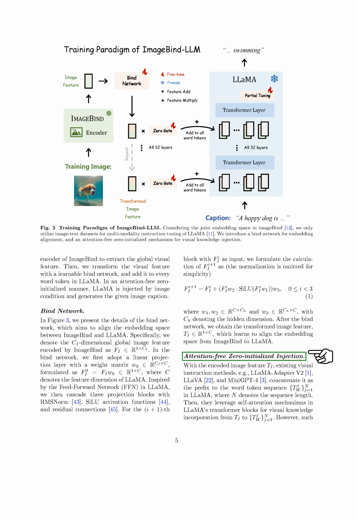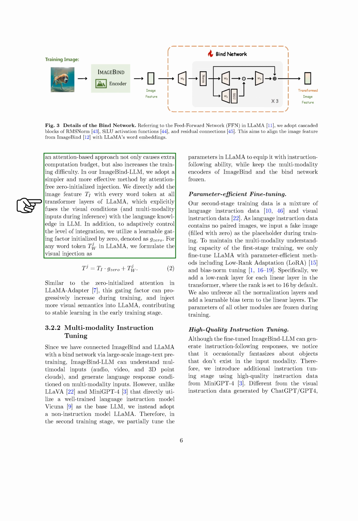With the encoded image feature, existing visual instruction methods like LLaMA adapter v2, LLaVA, and MINI-GPT-4 add it as a prefix to the word token sequence in LLaMA. They then use self-attention mechanisms in LLaMA's transformer blocks to incorporate visual knowledge. However, this approach can be computationally expensive and increase training difficulty.